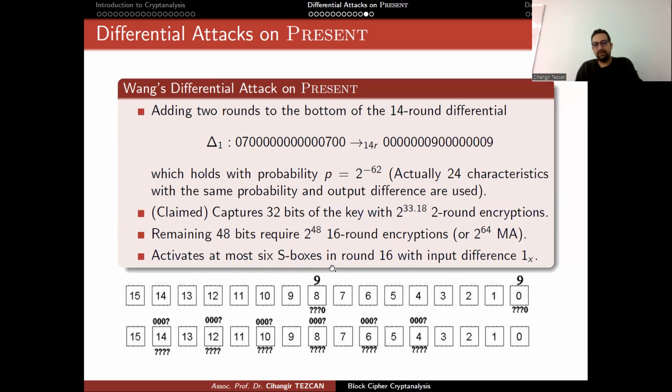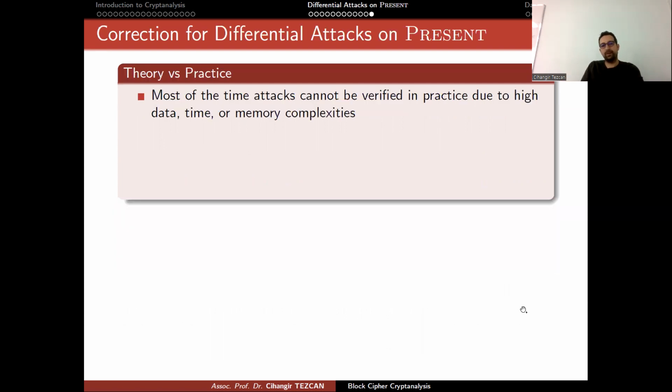So it activates at most 6 S-boxes in round 16 with input difference 1. Okay, this part. But again, this is actually one of the problems in cryptanalysis. This attack is obtained in theory, right? They found the path, and they say that they can do this attack with this many encryptions and so on. But actually, if they write the code and perform the attack, they will see that they will not be able to capture some of the bits. Okay, this is due to differential factors that I introduced to the literature a few years ago. So let me briefly mention this theory versus practice.